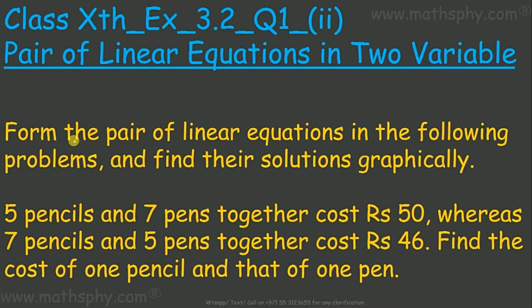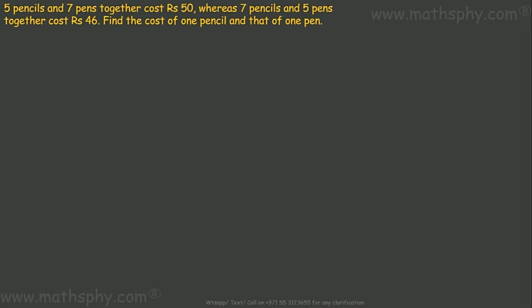This question says, form the pair of linear equations in the following problems and find their solutions graphically. We have this question which says 5 pencils and 7 pens together cost rupees 40, whereas 7 pencils and 5 pens together cost rupees 46. Find the cost of one pencil and that of one pen. So we have to find the cost of one pencil and one pen through graphical representation. So let's take pencil as x rupees and pen as y rupees.